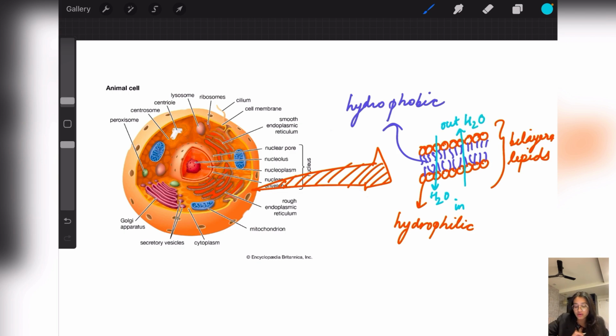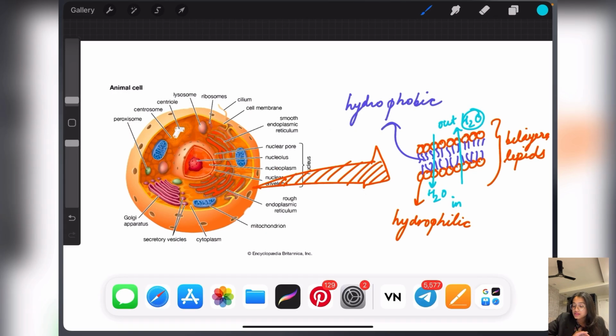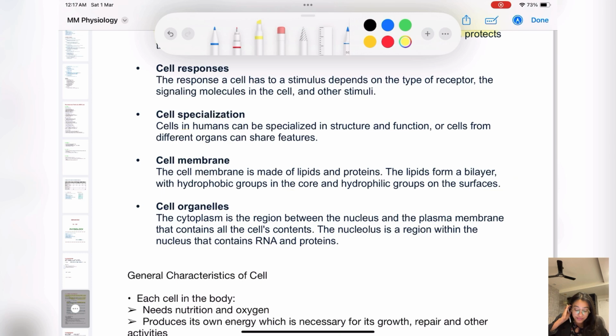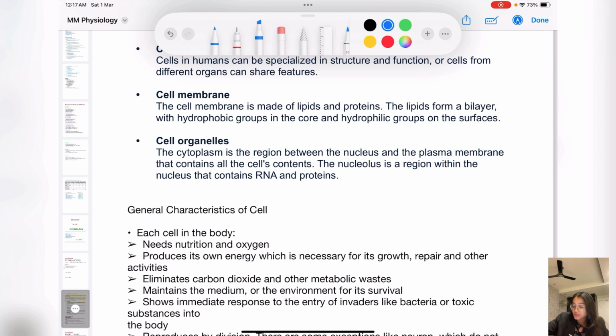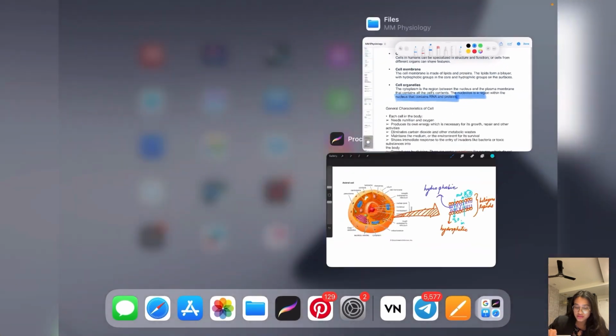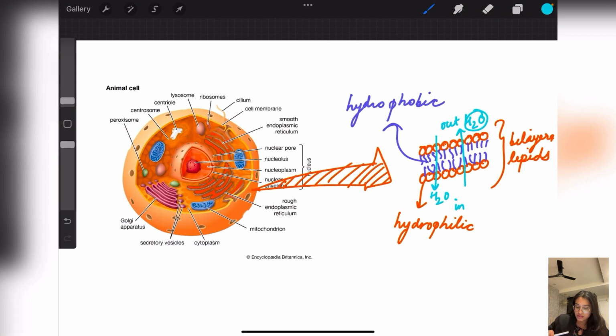Now organelles. The cytoplasm is the region between the nucleus and the plasma membrane that contains all the cell contents. The nucleolus is a region within the nucleus that contains RNA and proteins. Now, this is the cell. For a better view, we'll just see another video.